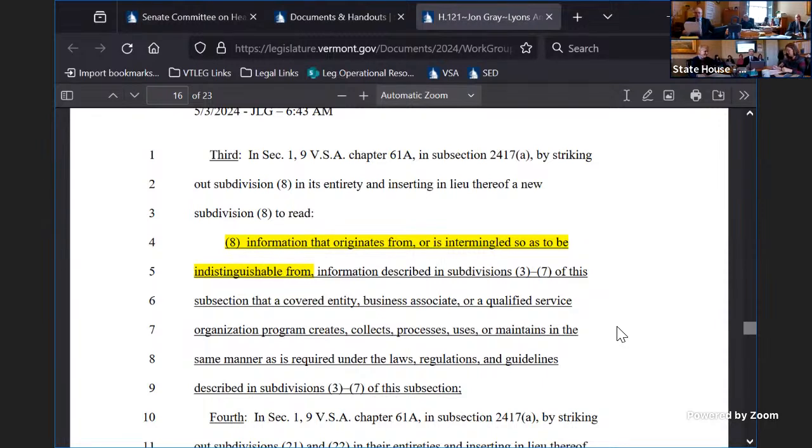So this is just tightening it up to remove that piece and returning to the original form, which is information that originates from or is intermingled so as to be indistinguishable from, and this is consistent with approaches taken in, this is what Oregon does. This is the same concept embodied in the House version. The House version does have that treated in the same manner, but I think we don't need that anymore as perspective.